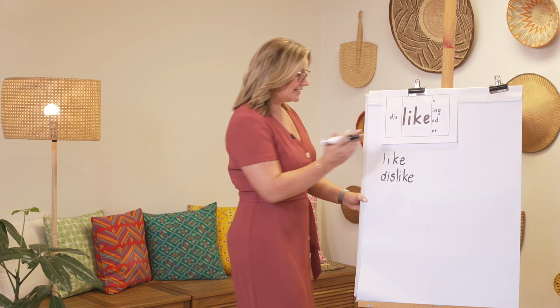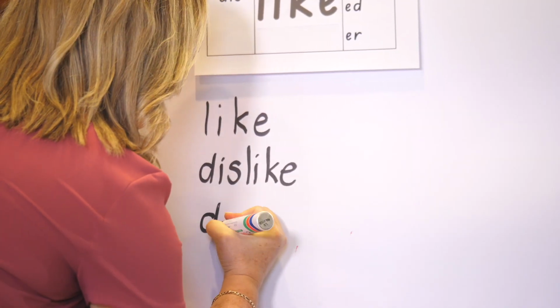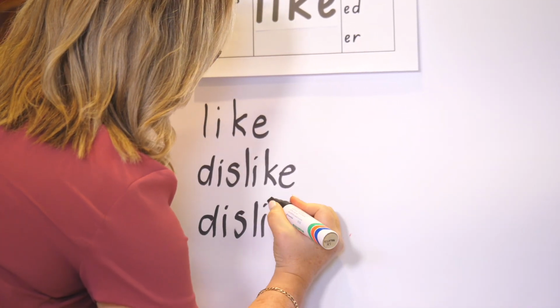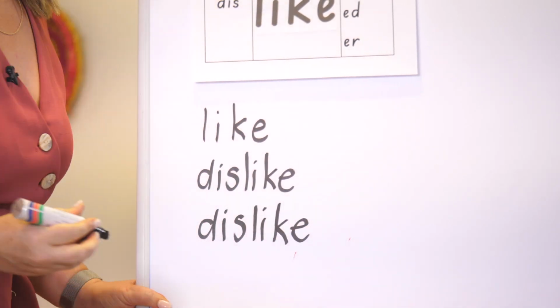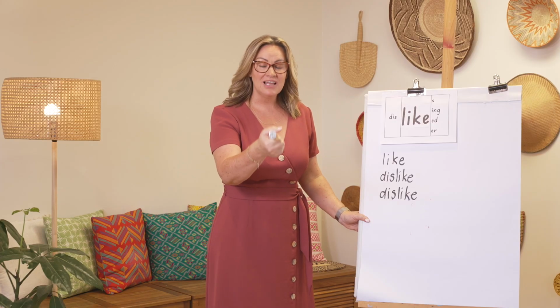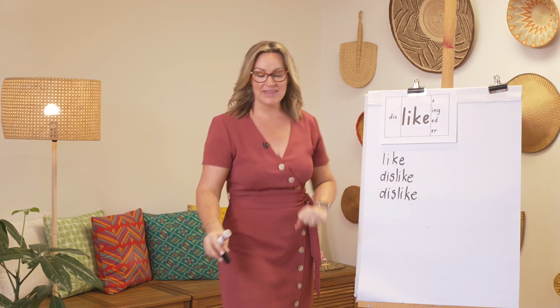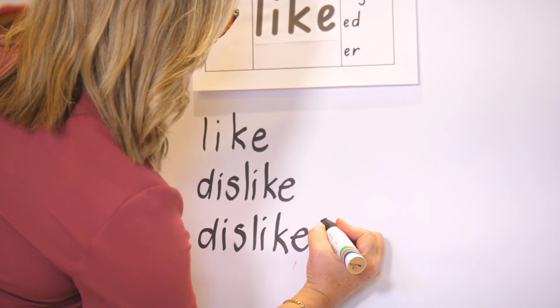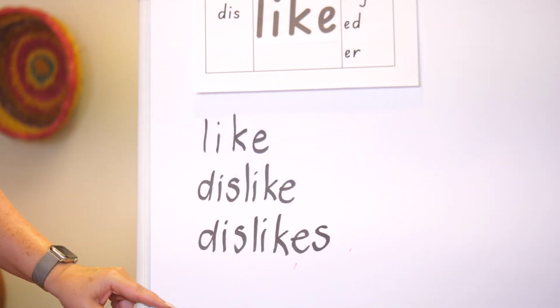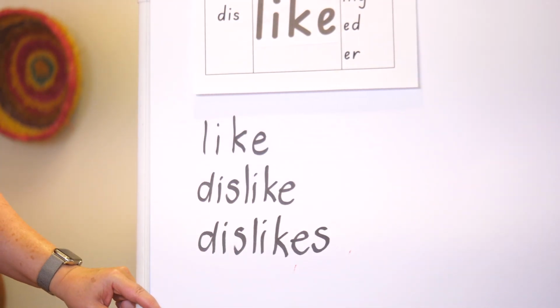Okay, let's write it. Let's see how we go. Now, dislikes. I'm adding a consonant suffix. When I add a consonant suffix, I keep the E. Dislike becomes dislikes. Okay, did you have disliking?